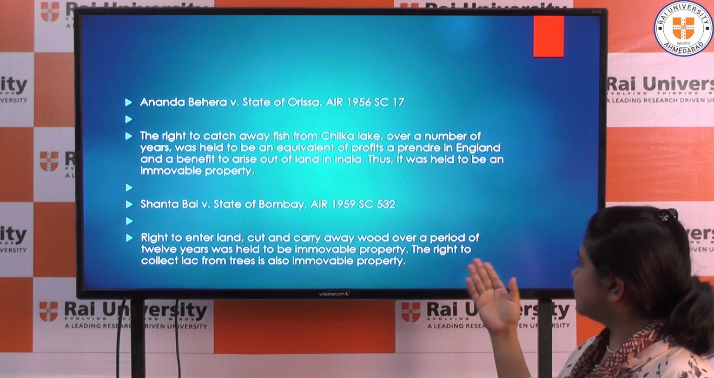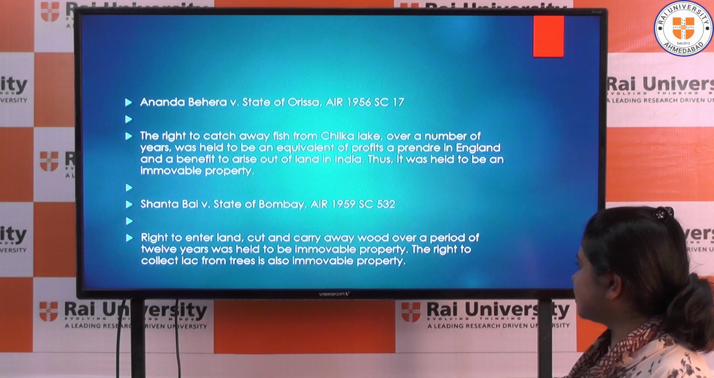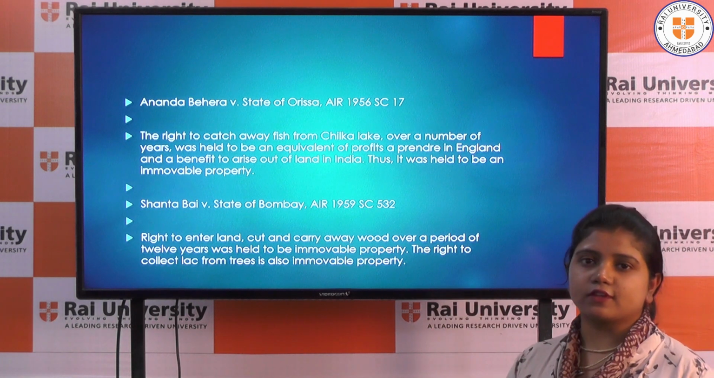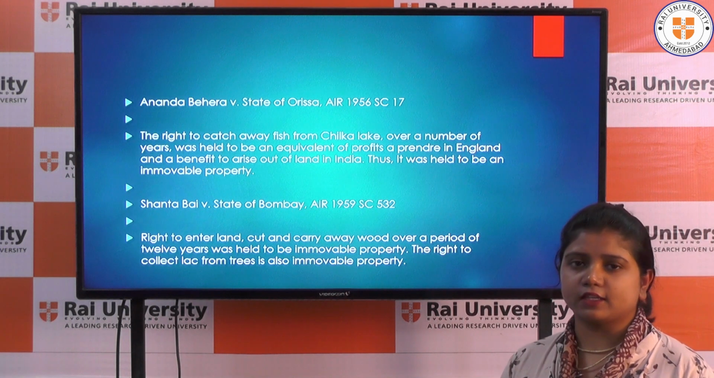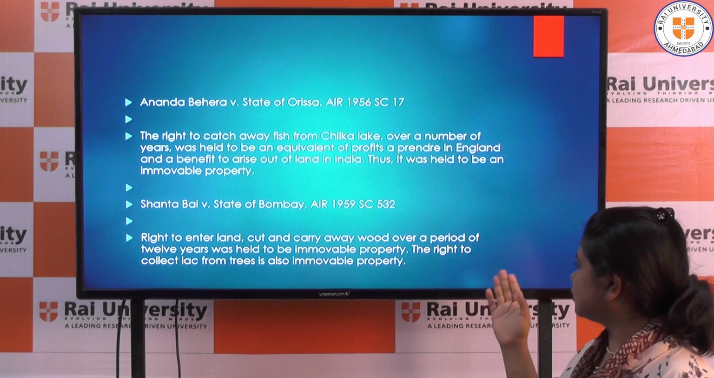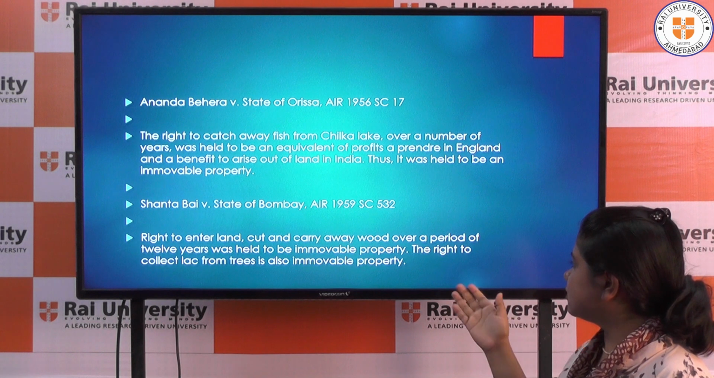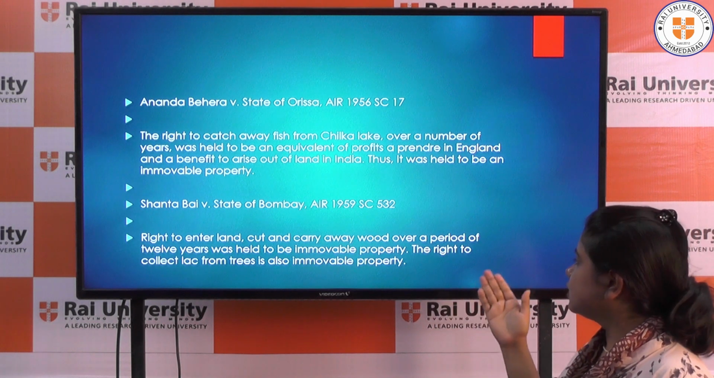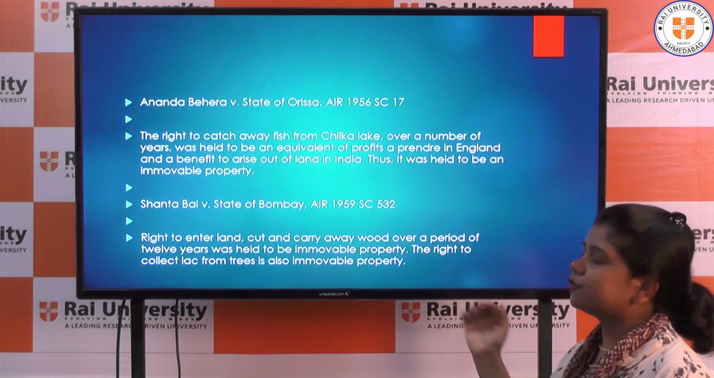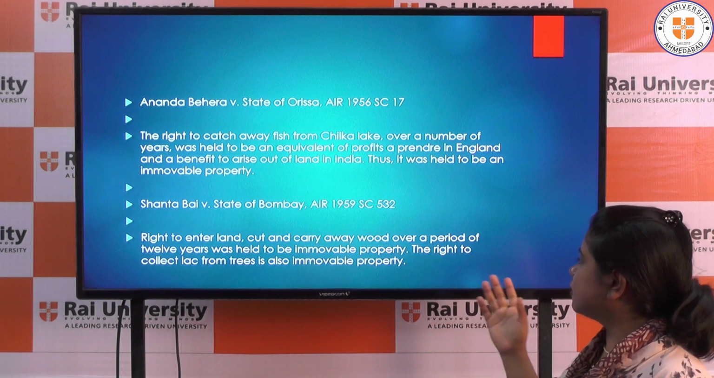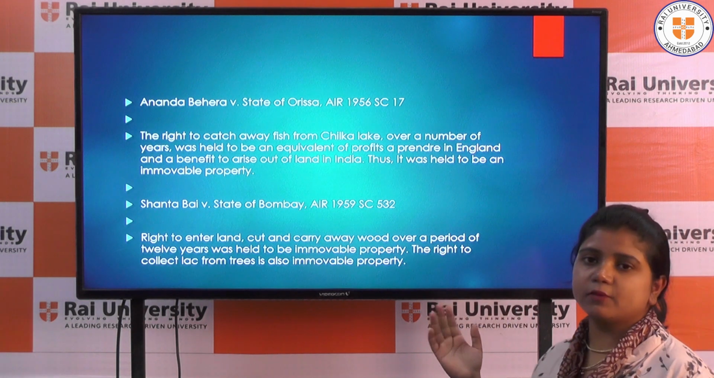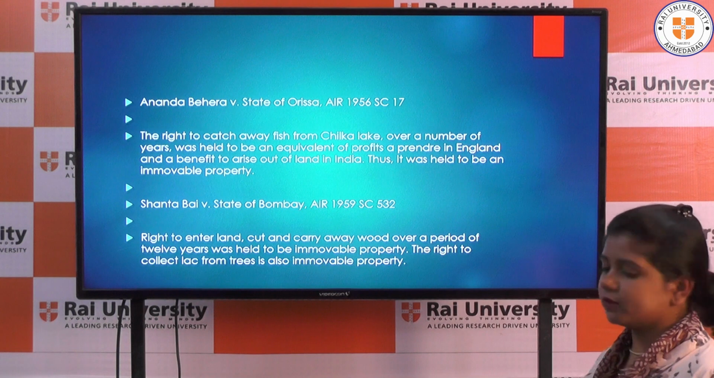Next is Shantabai vs. State of Bombay. In this case, there was the right to enter into the land and carry away the woods like timbers basically. So here also it is an immovable property because there was a right to enter the land, cut and carry away for the period of 12 years. So this is the benefit arising of a land, or you can say the profit a prendre. This is also an immovable property.